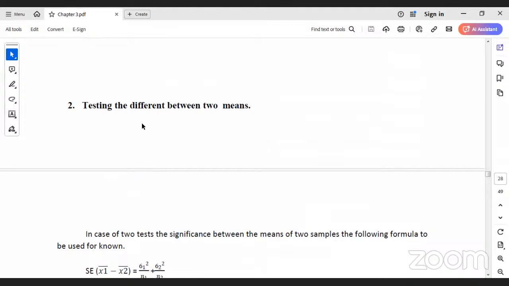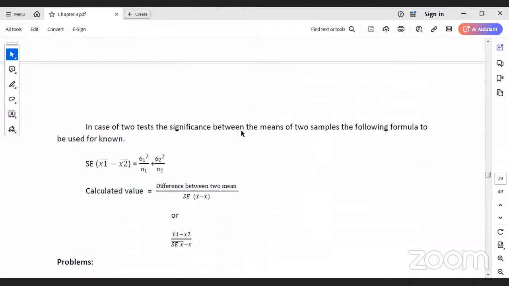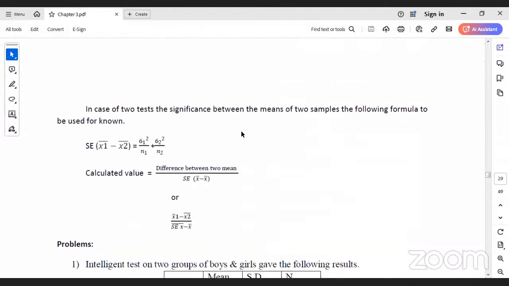The next is testing the difference between two means. Two means is also important here, so observe carefully. The next chapter, this one. That chapter is completed. Any doubt, anybody, you can ask the doubt.